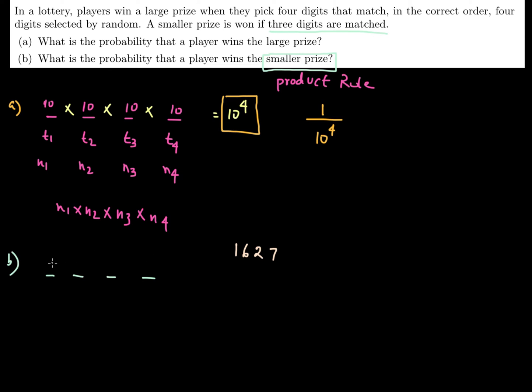So let's assume that the person selects 1 over here, 6 over here, and 2 over there. And in this fourth block, I can select 9 digits. This is because if I were to put 7 there, that would end up winning the larger prize. I want the probability that a player wins only the smaller prize. So the digit 7 cannot be inserted in this blue box.